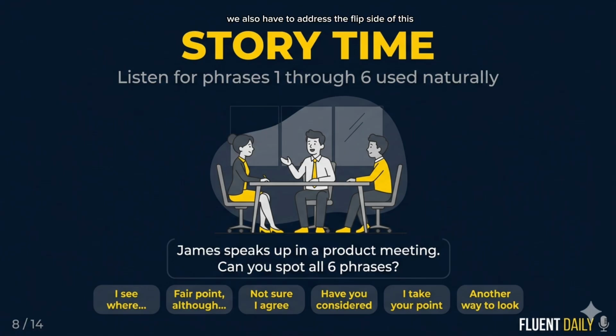But we also have to address the flip side of this. The flip side. Yeah. Sometimes there is a risk of being so polite and softening your language so much that the room completely misses your point. Oh, that's true. So how do you inject directness back into the conversation without destroying the goodwill you just built? That requires a specific linguistic formula. We are talking about directness with a softener.